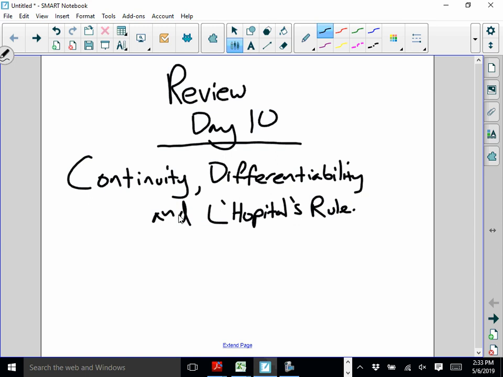A graph is continuous if it's connected everywhere, right? We don't have any vertical asymptotes, we don't have any jumps or breaks or anything like that. Let's talk about continuity at a point.